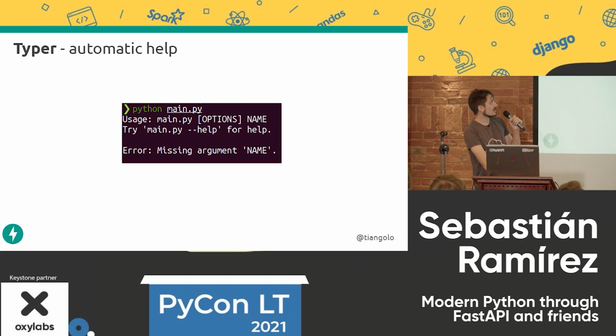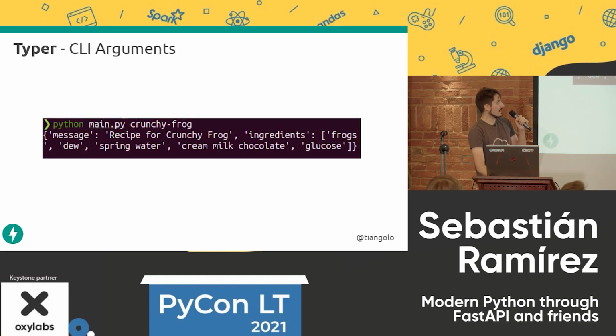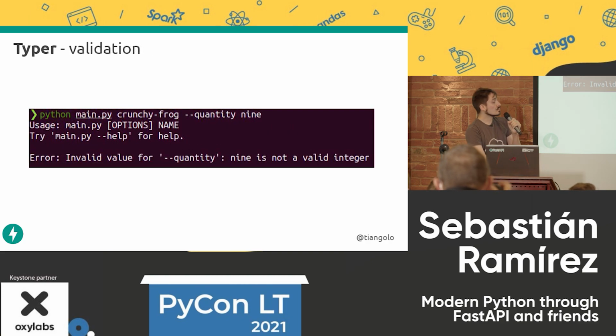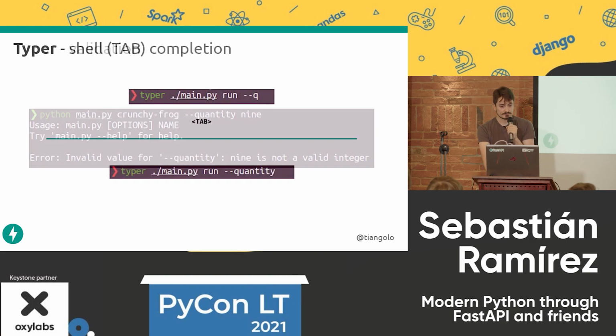So for example, if we just call it like that, it will say, hey, you have a missing argument name, because this is required. And then if we pass the name, then we get the result as we expected. And we also get automatic CLI options, like the quantity that now is 2. And we also get data validation. If we say, hey, the quantity is 9, we will get an error telling us, hey, you passed an invalid parameter for this CLI option, so this has to be an integer.